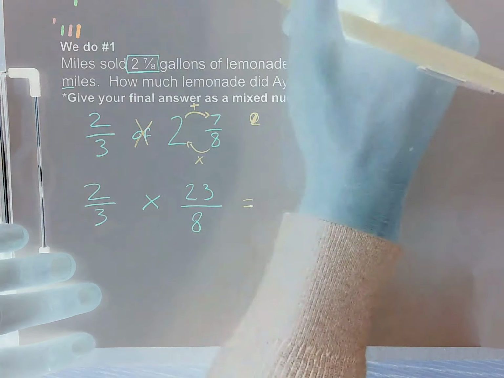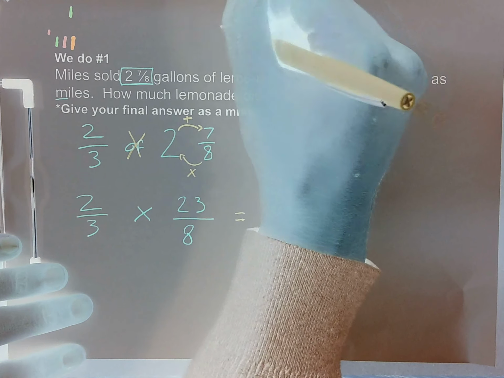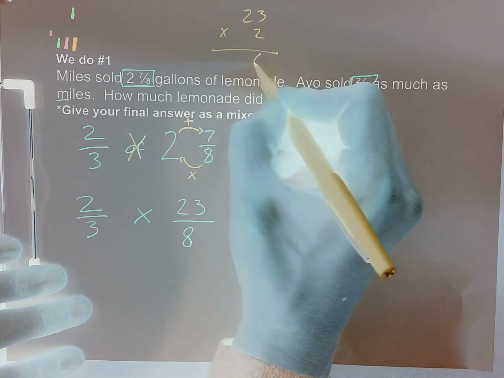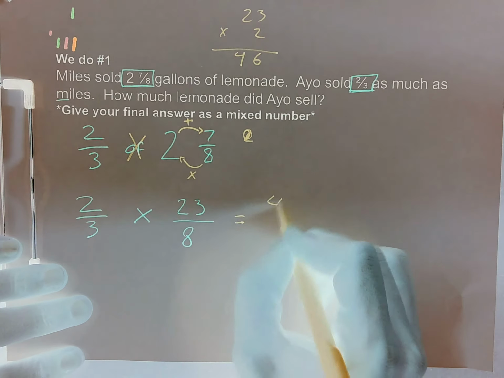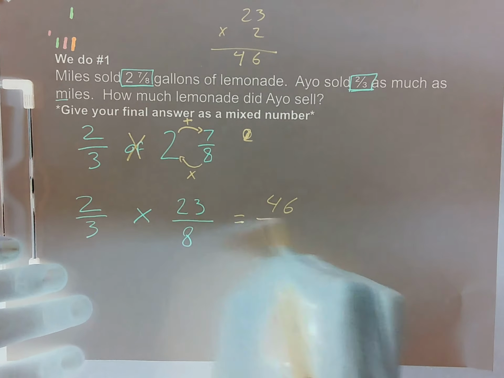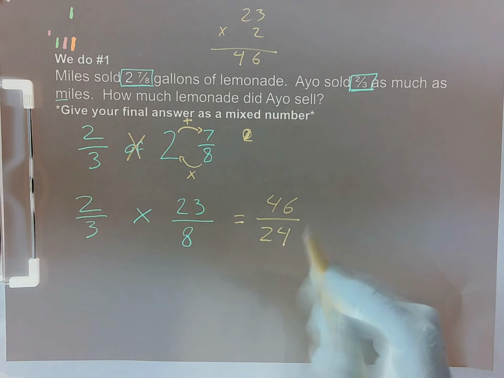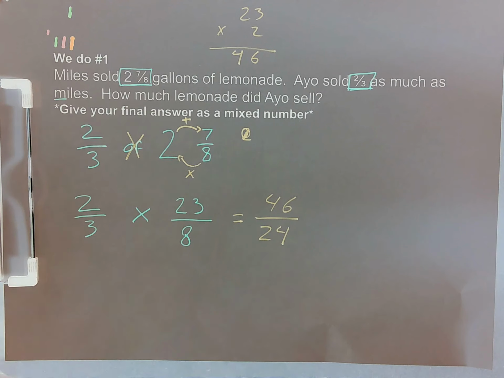2 times 23, I'll come up here to do my work on the side. 23 times 2. 3 times 2 is 6. 2 times 2 is 4, equals 46. And I know that 3 times 8 is 24. So this is my answer, but remember the problem asked me to give my final answer as a mixed number. So now I'm going to have to convert from an improper fraction to a mixed number.